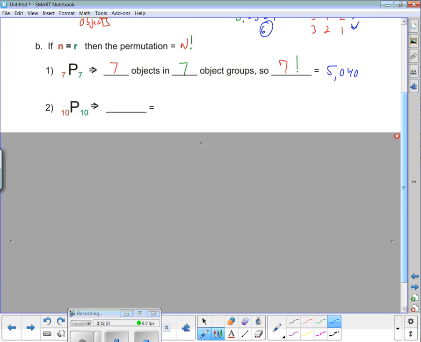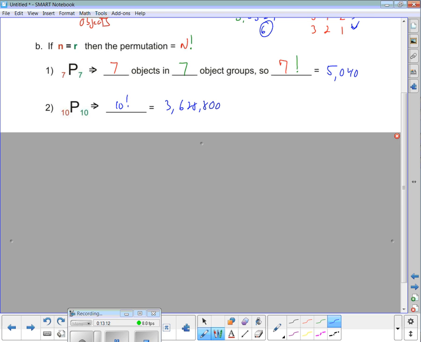All right, so here, permutation 10, 10. How are you going to do a permutation like this? You're just going to say 10 factorial. Boom, right? Punch that out, and you're up to 3 million, right? 3,628,800 is 10 factorial.